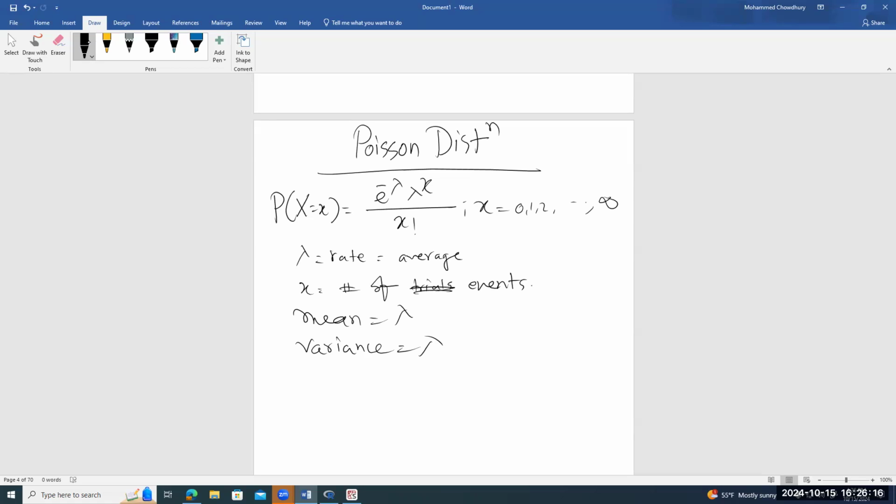What is the formula? Probability of X equal to x equals e to the power minus lambda. It is known as lambda. You will give it like this, and then you will like that. And it has a name, lambda.